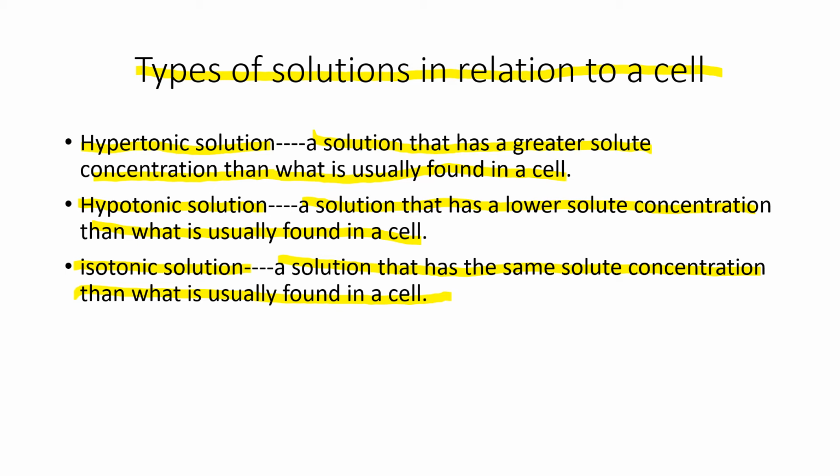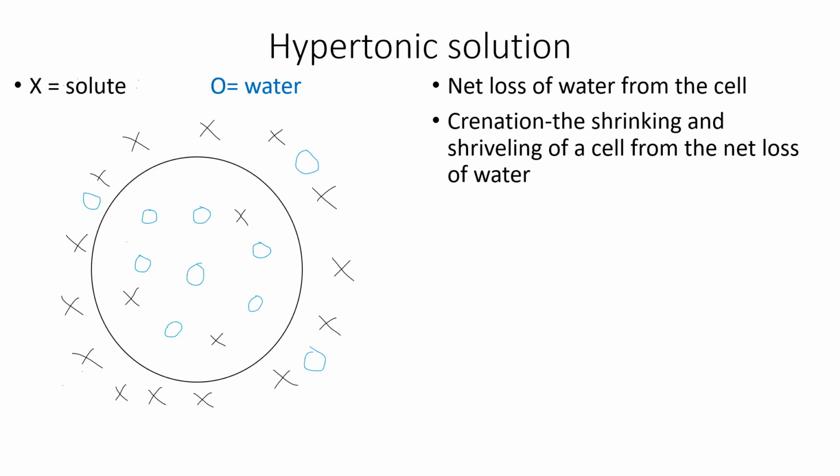So we want to look at what's going to happen to a cell as we place cells in these different types of solutions. The first type of solution we want to look at is a hypertonic solution. We can see in our diagram on the left, the large circle represents a cell, and in our diagrams, X's are going to represent the solute particles, and the blue O's are going to represent water molecules. And we can see this is definitely a hypertonic solution. We have a much higher concentration of solute particles outside the cell than we do inside the cell.